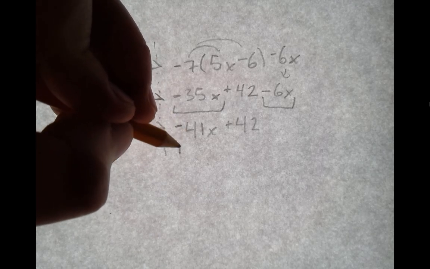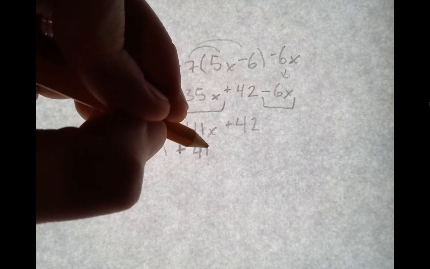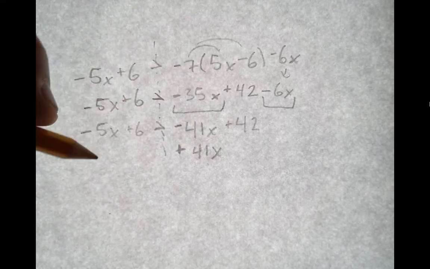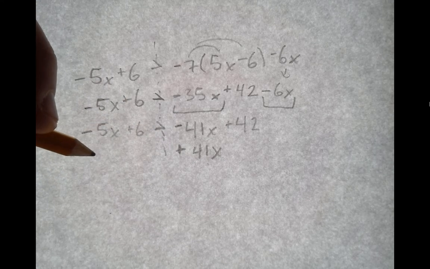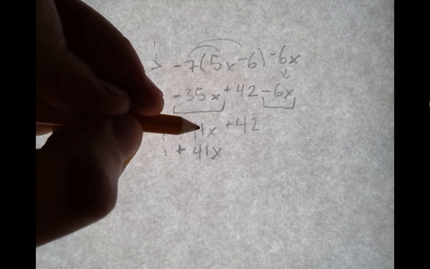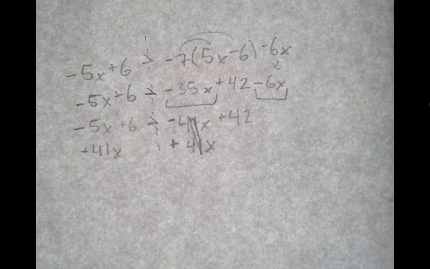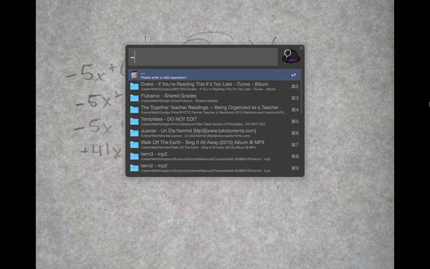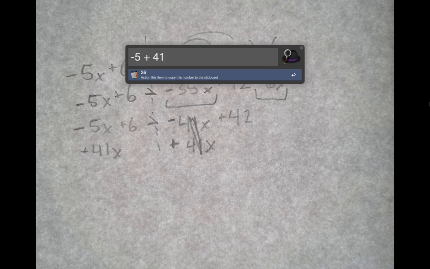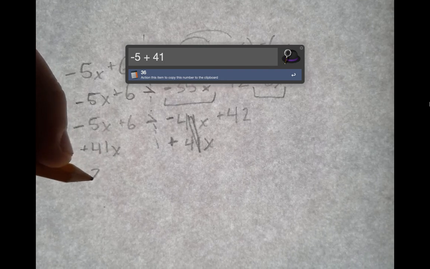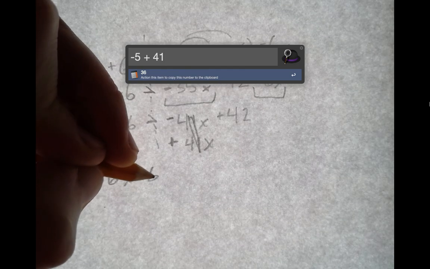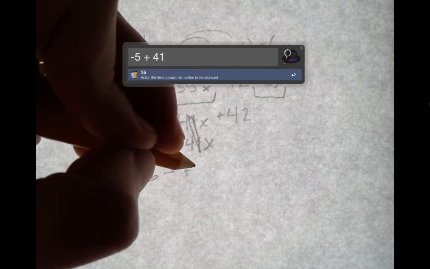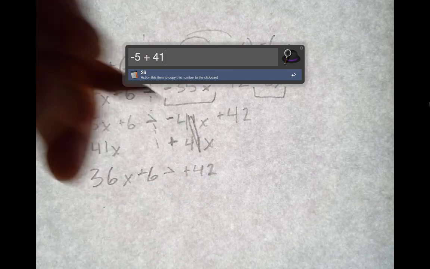So I'm going to start by saying, let's get all the x's onto the left side. Cancel the x that's on the right here. But I need to do plus 41x on the right side, plus 41x on the left. Let's just make sure we don't make any silly errors. So negative 5 plus 41 is going to end up becoming 36x. We've got the plus 6 greater than plus 42.